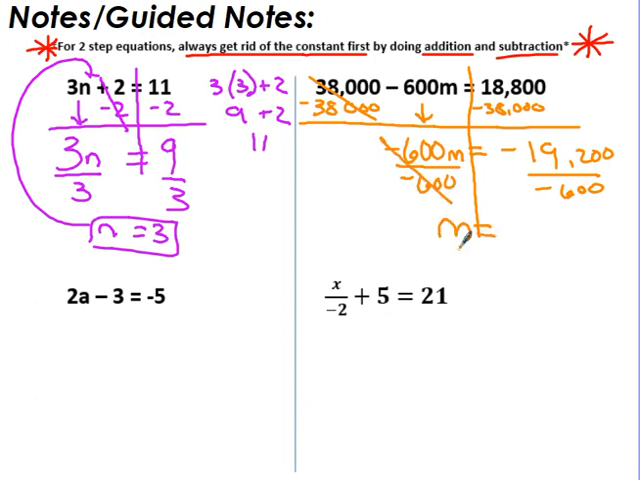And then I would actually have to do the division of negative 600. I'm sorry, negative 19,200 divided by 600. I am going to just use a calculator real quick. And I get 32. And I know it's positive 32 because a negative divided by a negative is positive.